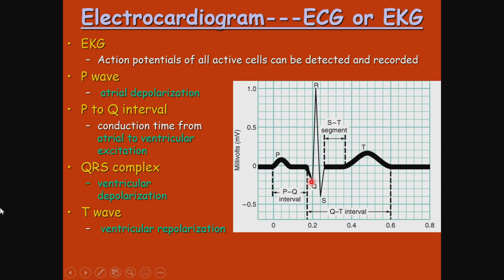And then you get this huge spike, QRS. That's when the ventricle depolarizes, aka the ventricle is contracting. And then you have this a little bit bigger than the P, the T wave, which is when the ventricle repolarizes. And then you have your pause, and then it starts all over again.